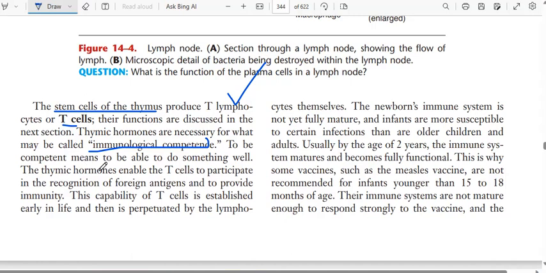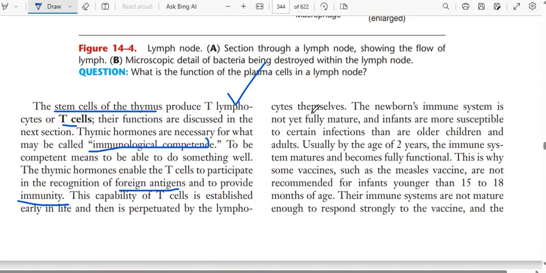Okay, the thymic hormones, what will they do? They help the T cells participate in recognizing foreign antigens to provide immunity. So what will T cells do? T cells go into the blood and collect. They will see whether any antigen, foreign body, or pathogen is there. According to that, they will develop the immunity. This capability of T cells is established early in life and then is perpetuated by the lymphocytes themselves. So gradually, the immune system develops in the body.